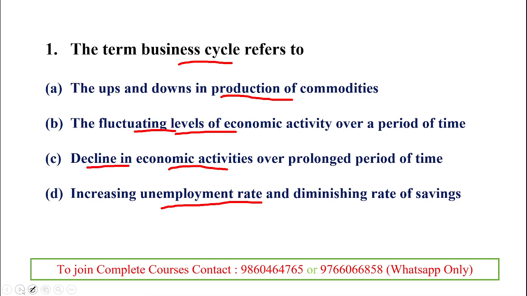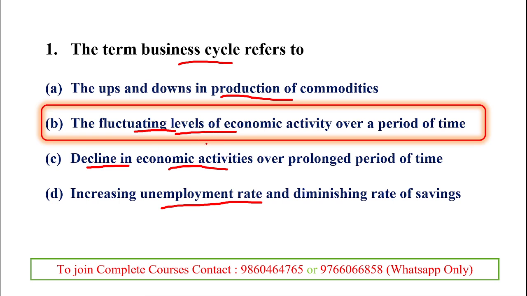Okay, and the answer is fluctuating levels of economic activity, or the changing economic activities represented in a business cycle. So we can get an idea about the activities that change over a period of time from a business cycle. So the business cycle helps to get a clear idea of fluctuating economic activity.